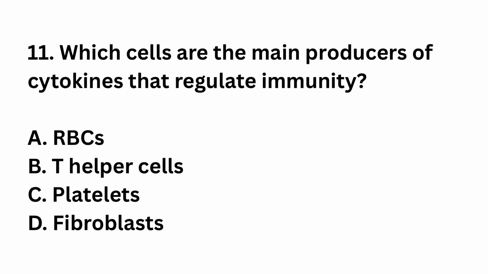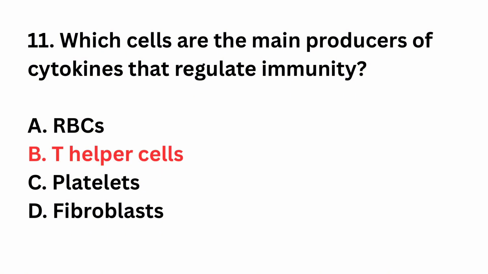Question number 11. Which cells are the main producers of cytokines that regulate immunity? Red blood cells, T helper cells, platelets, fibroblasts. The right answer is option B, T helper cells. They coordinate immune responses by releasing cytokines. They activate other immune cells.